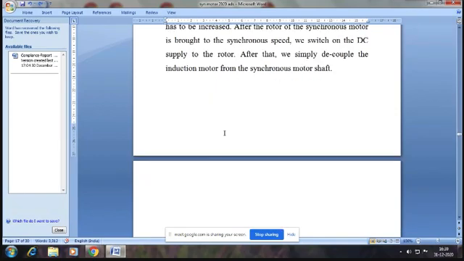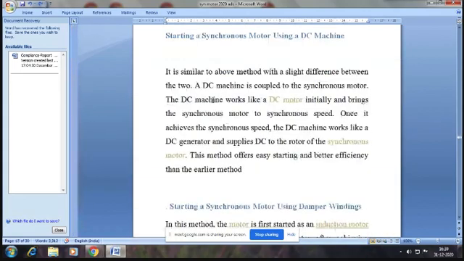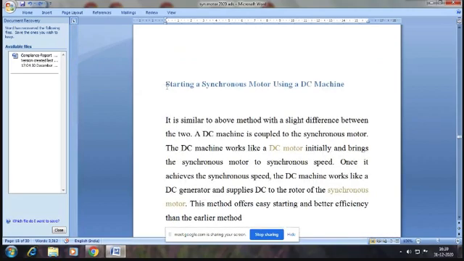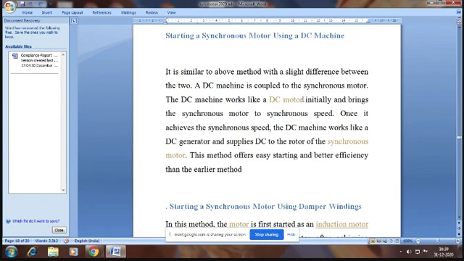Any doubt? No doubt, sir. Right. The second method is, instead of an induction motor, we use a DC motor. So it is similar to the above method with a slight difference between the two. A DC machine is coupled to the synchronous motor. The DC machine works like a DC motor initially and brings the synchronous motor to synchronous speed. Once it achieves synchronous speed, the DC machine works like a DC generator and supplies DC to the rotor of the synchronous motor. You see how beautiful it is?